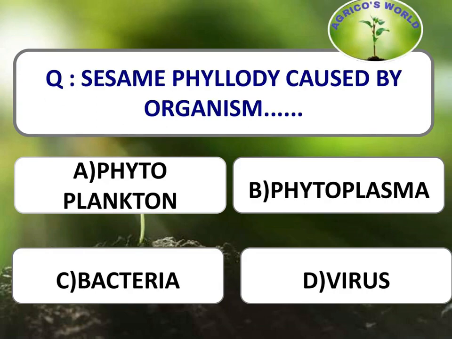The next question, Sesamum phyllody is caused by. Sesamum phyllody is a disease where the floral organs are transformed into vegetative leaf-like structures. So it is caused by an organism, phytoplasma, and it is transmitted by jassids, that is Orosius albicinctus.